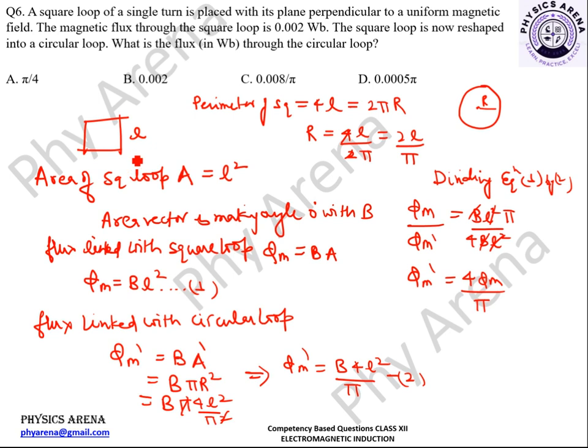And the value of phi m, the flux linked with the square loop, is given to us as 0.002 Weber. So we can write 4 multiplied by 0.002 divided by pi. So that will be equal to 0.008 divided by pi. So this will be the value of phi m dash, that is the flux linked with the circular loop. So option C is correct.